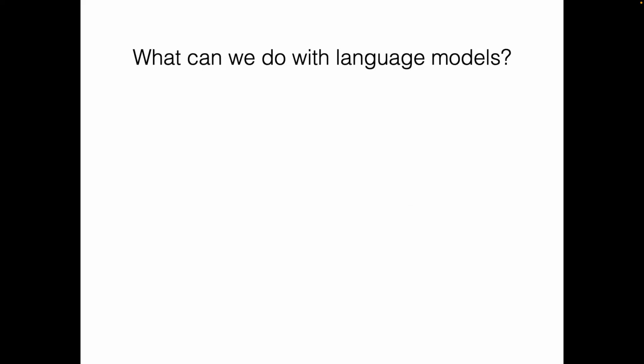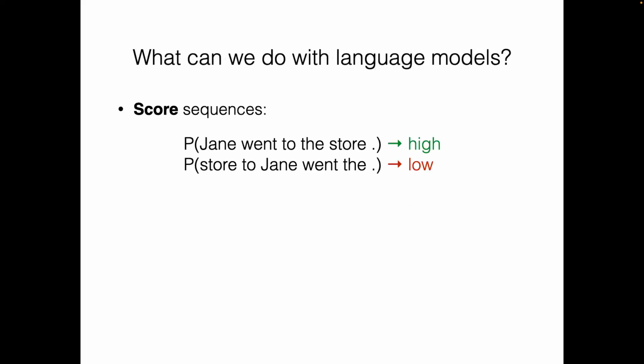Well, first I'll talk about what we can do with a language model. So first of all, you can score different sequences. So this was traditionally actually the main use for language models before, say, the GPT model. What was that? Seven years ago? People would train these language models and then they would use them to score different sequences and then prefer one sequence over the other one.